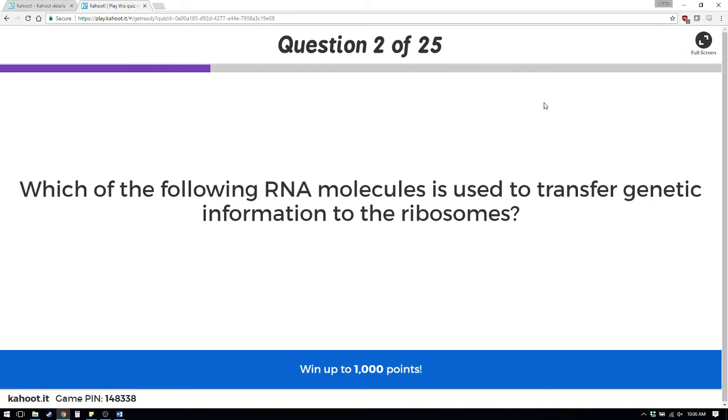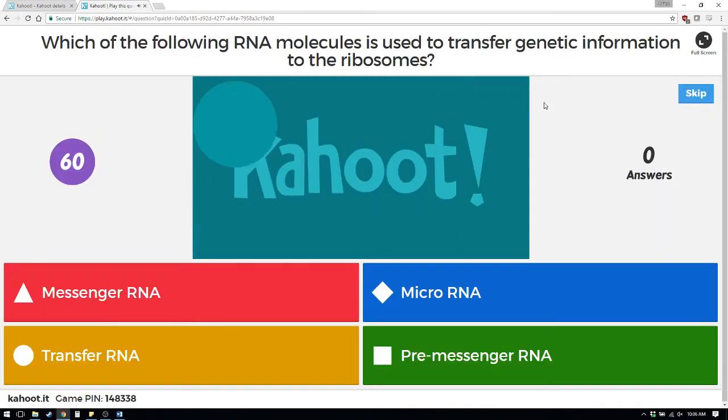All right, which of the following RNA molecules is used to transfer genetic information to the ribosomes? Just coming in pretty quick here, you guys need to know this one.